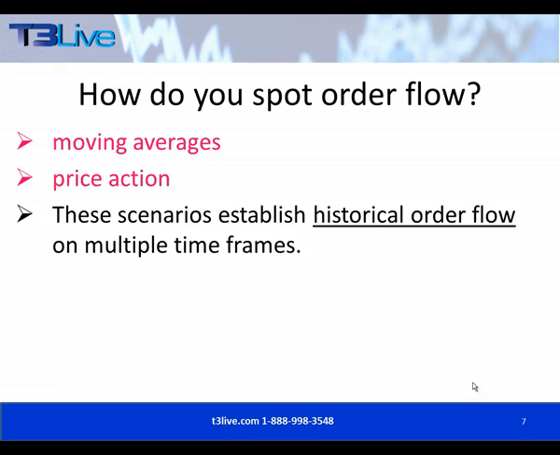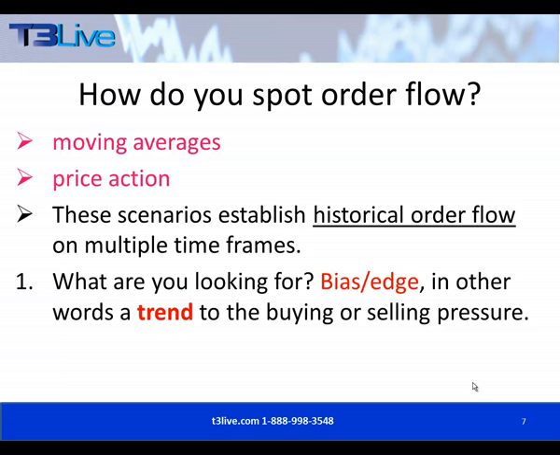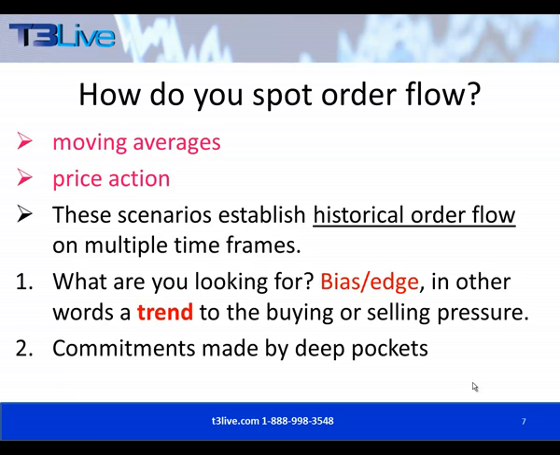This chapter is feeding off of the previous one. So what are you looking for? You're looking for a bias, an edge, as I just said, a trend to the buying or selling pressure. Remember, markup, markdown, accumulation, distribution. Those are the two things that you want to be looking for. Essentially, can you look at a chart and say there's an obvious commitment being made by deep pockets or the big money?